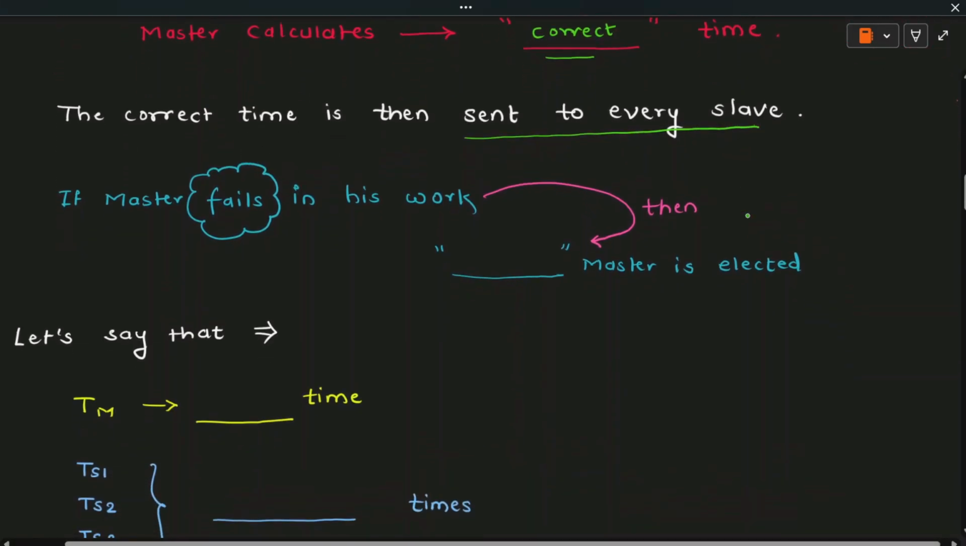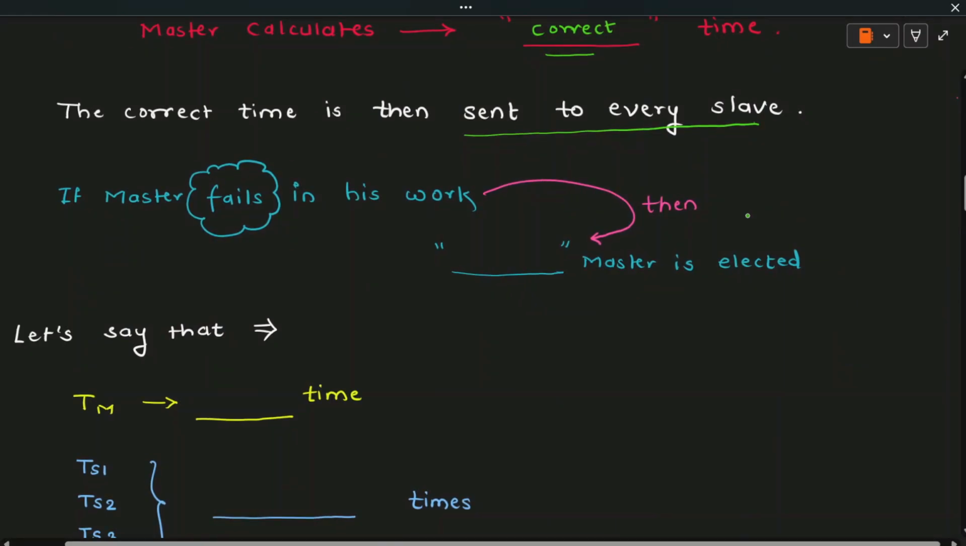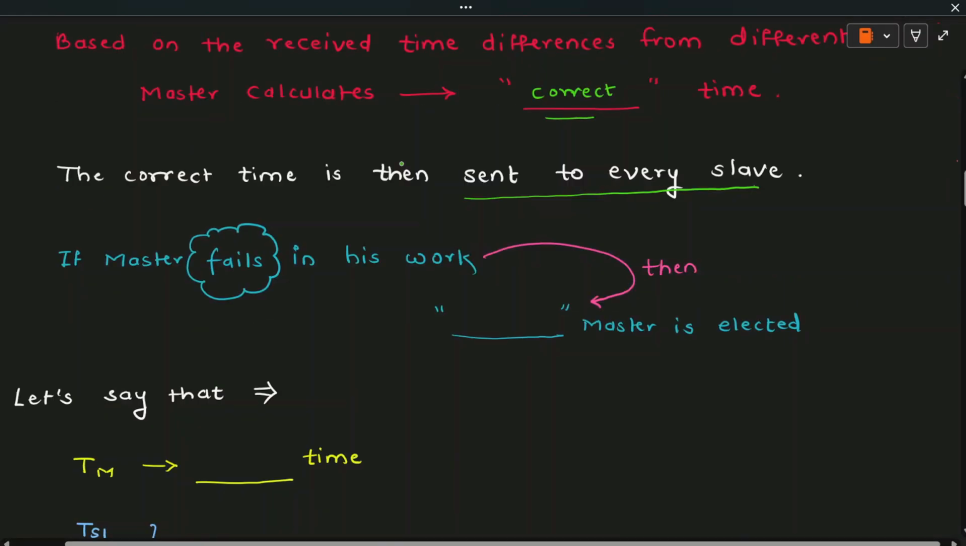If the master fails in its work, then what will happen? That is the obvious question. So if the master fails in its work, then what happens? A new master will be elected, and that new master will work exactly the same as the earlier master.